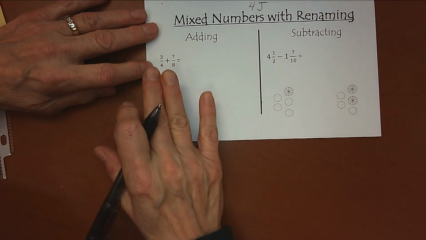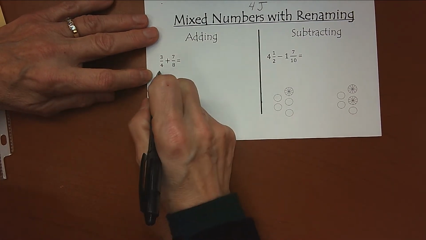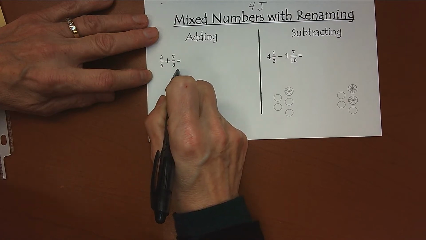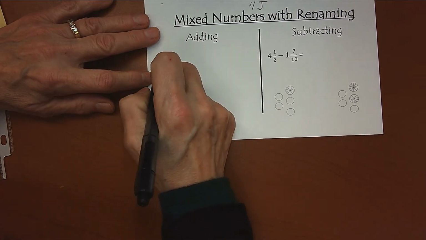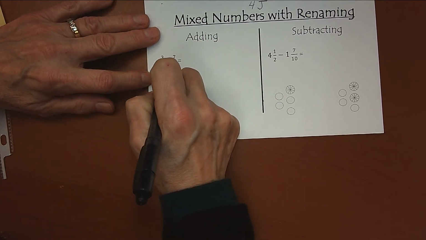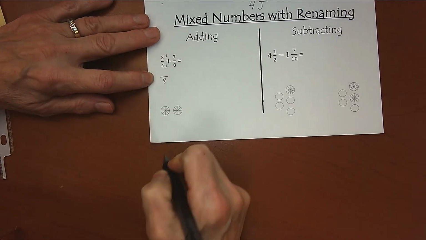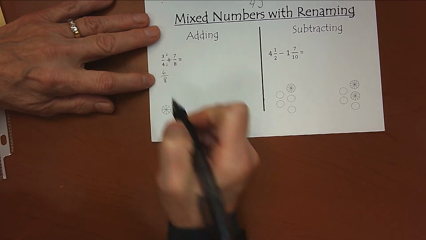So we've got 3/4 plus 7/8, and we are getting real familiar with the fact that if we've got fourths and eighths, we're going to change these to a common denominator, and 8 will be our common denominator. So if I change 3/4 to eighths, I have to multiply the 4 times 2 and the 3 times 2, do the same thing to both the numerator and the denominator, and so 3/4 is equal to 6/8.